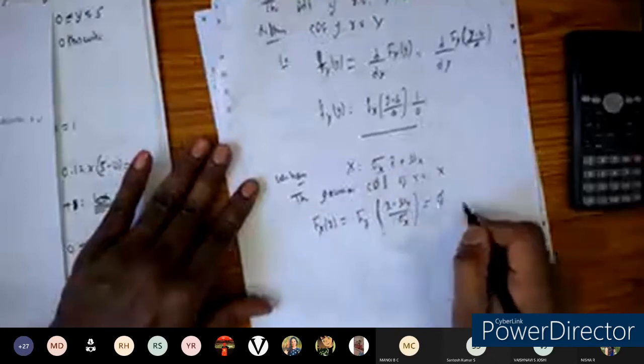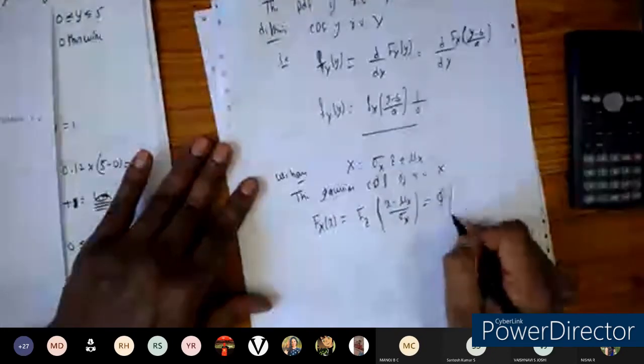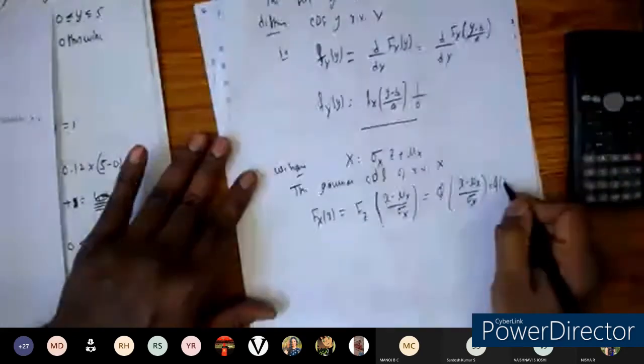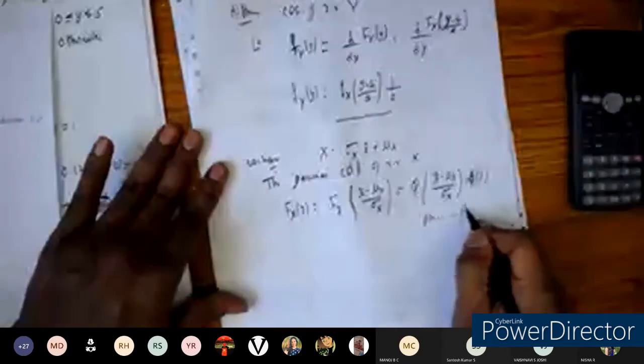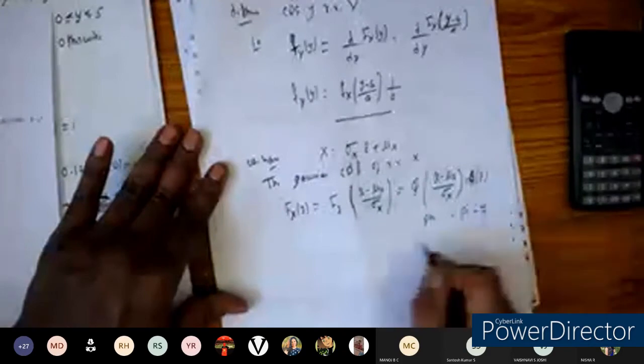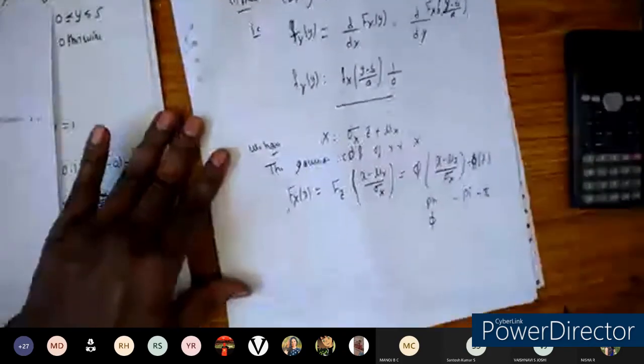So we can express this in terms of the normalized Gaussian random variable, which is the limit of x minus nu x divided by sigma x. We are going to call this phi of z. Note the difference between the two phi symbols; this phi is the limit here.